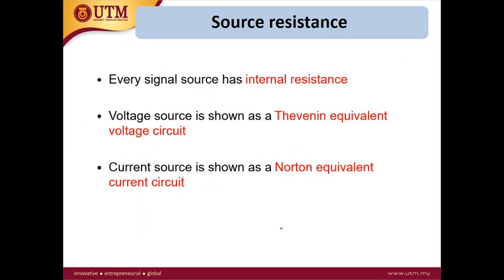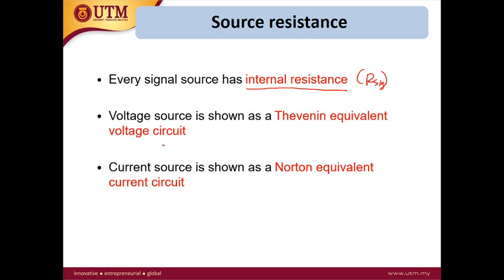Okay, and then next we have the amplifier. At the input port, usually we will apply the AC signal. The AC signal comes from the source, and every signal source has an internal resistance. So we have internal resistance, which usually we call Rs or R signal.